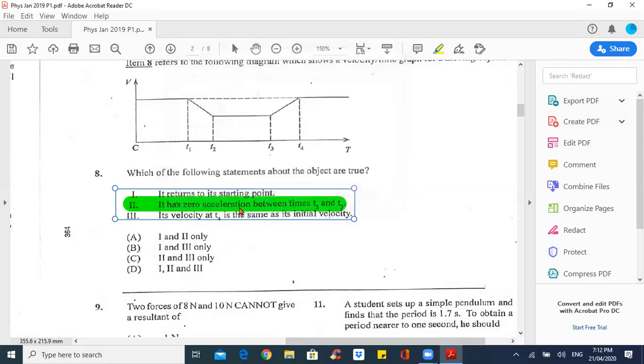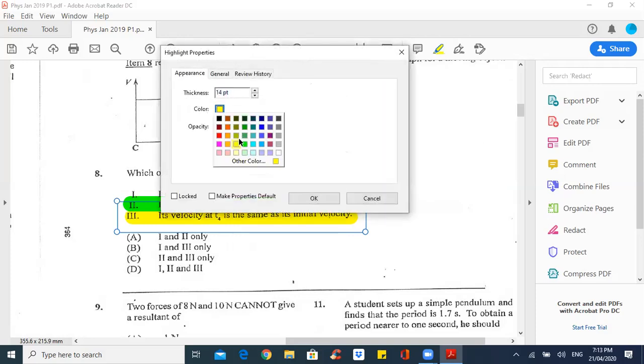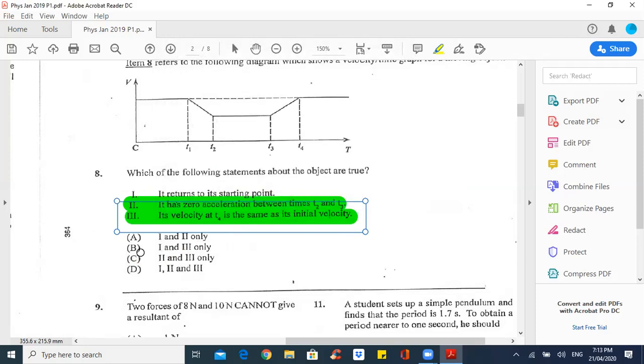Next one, they said that the velocity at T4 is the same as its initial velocity. So T4, the initial velocity was what, T1. So yeah, this one is true. So 2 and 3 is true. So your answer should be C for that. So C is the answer, 2 and 3.